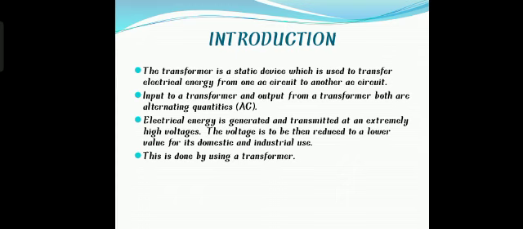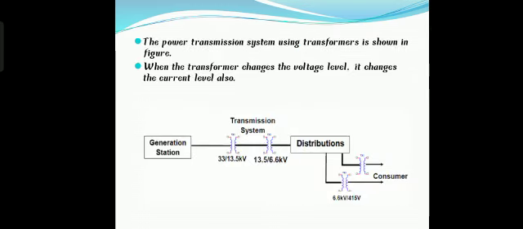Electrical energy is generated and transmitted at an extremely high voltage. The voltage is to be then reduced to a lower value for its domestic and industrial use. This is done by using a transformer. The power transmission system using a transformer is shown in the figure. When the transformer changes the voltage level, it changes the current level also.